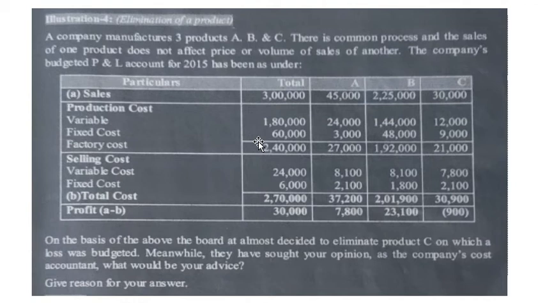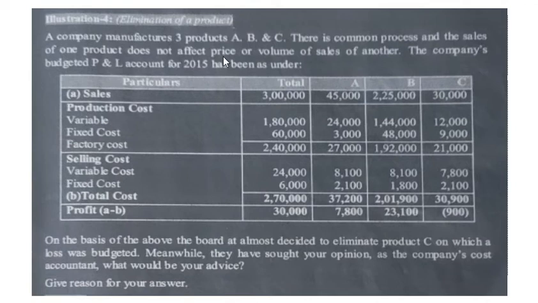In our last video, we discussed level of activity planning, and then purchasing and or leasing problems were solved. So now next is elimination of product. In this illustration, the question asks whether you are going to eliminate the product or continue the production of the product. So let us get into the problem.